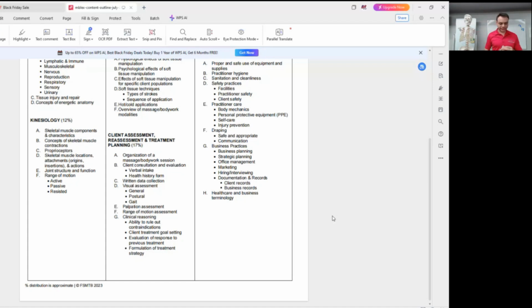Palpation assessment is the next topic in this category, and could be a broad and encompassing topic here, but we can probably assume a multifaceted component to this topic, because it could be palpating and finding bony landmarks. It could be palpating and finding the different muscle layers. It could be palpating and finding the various types of tissues.